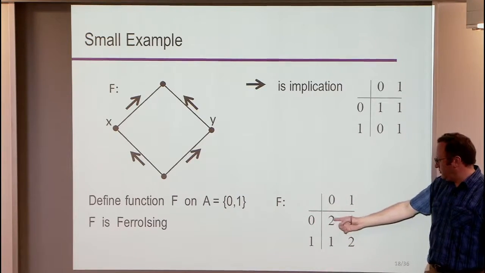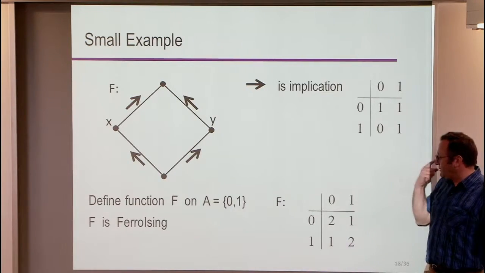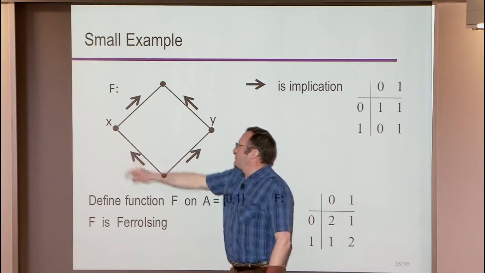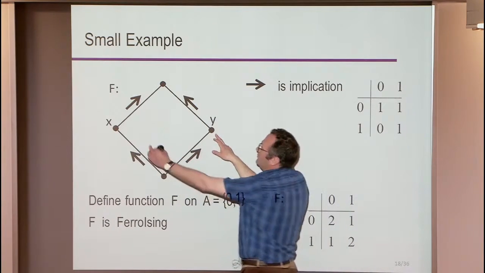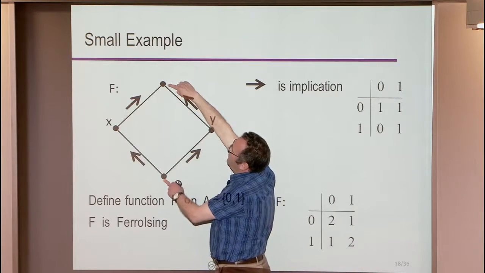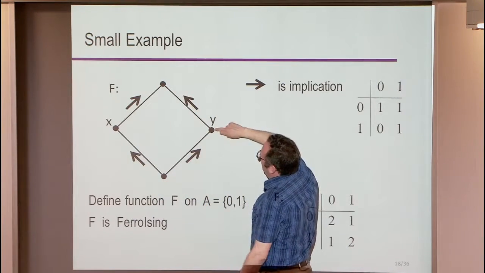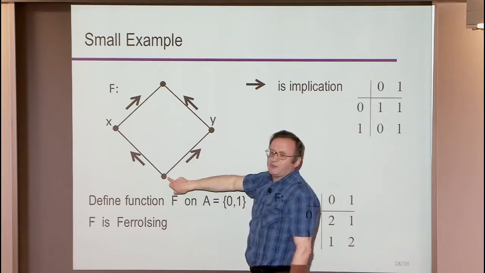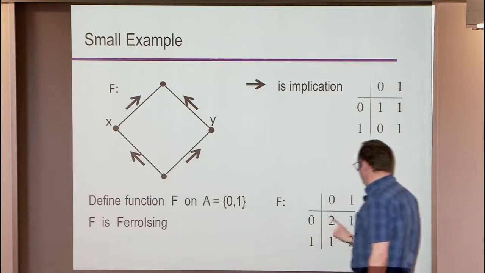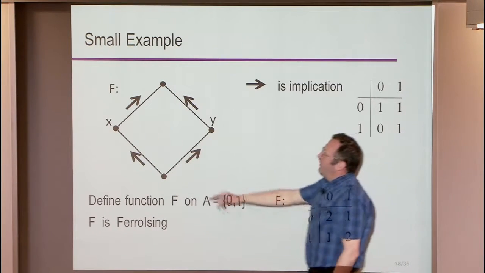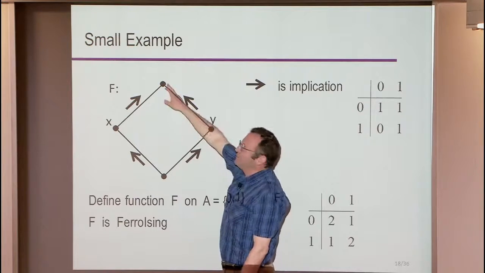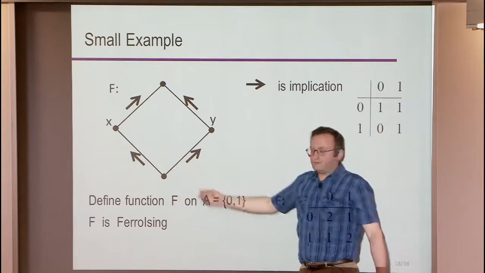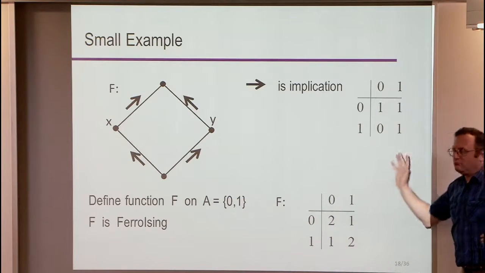ferromagnetic Ising function, 2, 1, 2, 1, 2. Why is that? For instance, what is the value of the function at 0, 0? I plug 0 here, I plug 0 here. Now, what freedom for those variables do I have? Well, if both are 0, this can be either 0 or 1, but this one must be 0. So 2 options. If, say, this one is 0, this one is 1, this must be 1. This one is 1. And this one is 0. So only one option. Okay.